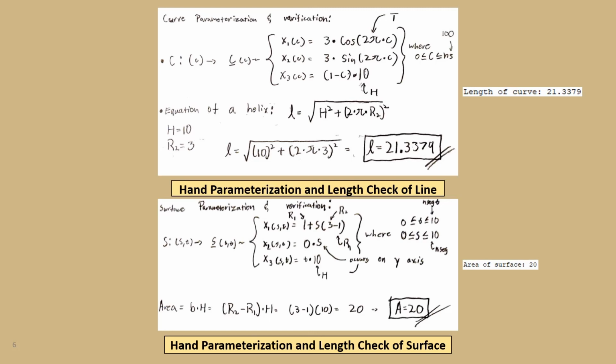And same thing with my area. It being a simple rectangle, I was able to use the basic area of a rectangle, base times height, my height being 10 and my base being 2, since I'm just plotting within the inside of the cylinder: 3 being the outside radius, 1 being the inside radius, subtracting the two and resulting in 20, which matches my MATLAB output.